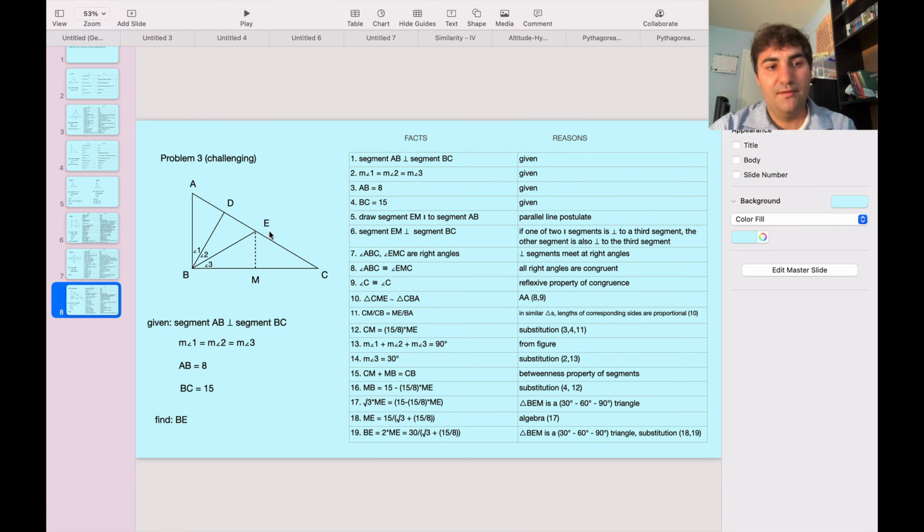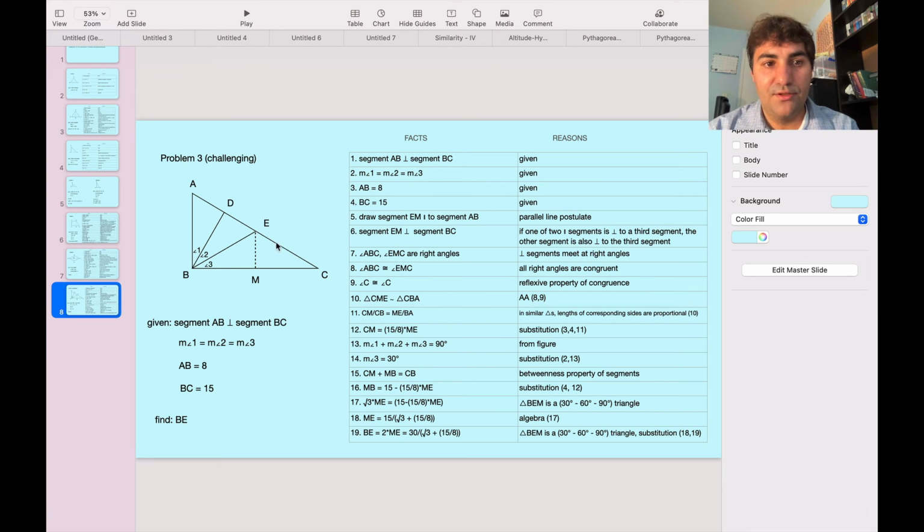So we're given segment AB is perpendicular to segment BC. So this is a right angle, right? We're given that the measure of angle 1 equals the measure of angle 2, which is equal to the measure of angle 3. So in other words, each of these angles is going to be what? 30 degrees, right? Because 30 times 3 is 90. We're given the length of AB equals 8 and the length of BC equals 15. We want to find the length of BE right here.